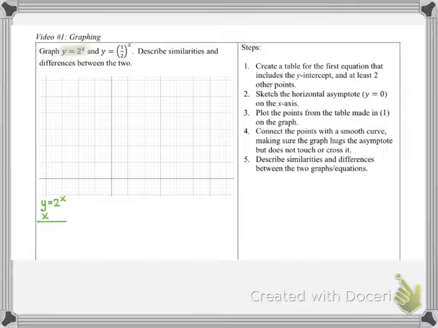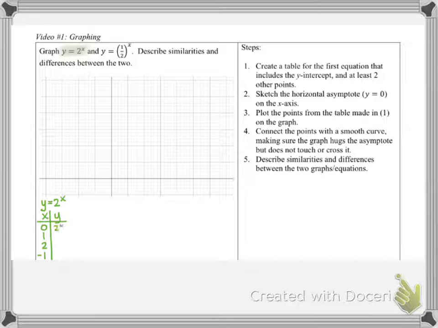I want to make sure that one of the points that I have in here is definitely the y-intercept. So make sure that you plug 0 in to your table for x. And then the rest of the values are up to you. You can either choose to plug in only positive numbers, or you could plug in positive and negative numbers. I will probably do 1 and 2, and then also plug in a negative number, just so I can see what this looks like. Okay, so I'm going to plug those in.